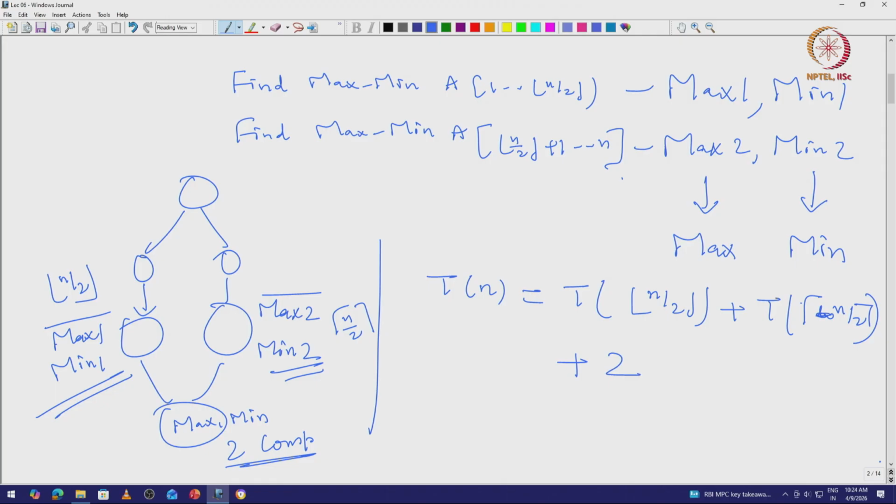And when you have one element, no comparison is needed. Therefore T of n equals 0 when n equals 1. So T of n is T of floor n by 2 plus T of ceil n by 2 plus 2. Look at the difference. Earlier in merge sort we had n minus 1 here, but now we have a constant.